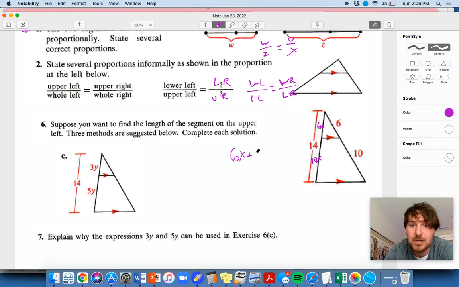Check it out here, 6x plus 10x equals 14. Go ahead, solve for x, and then multiply it by 6. That tells you the top left. And multiply it by 10 tells you the bottom left here. That's kind of the fastest way you can do these problems here.